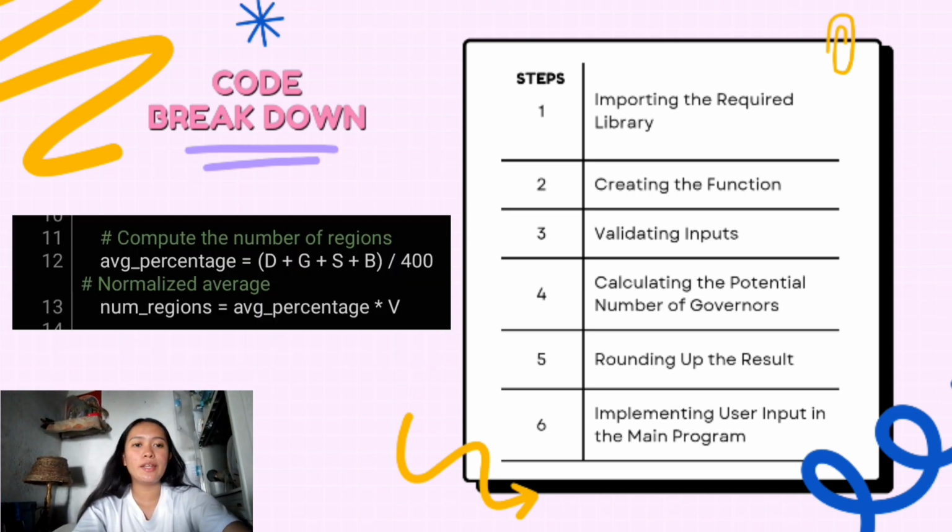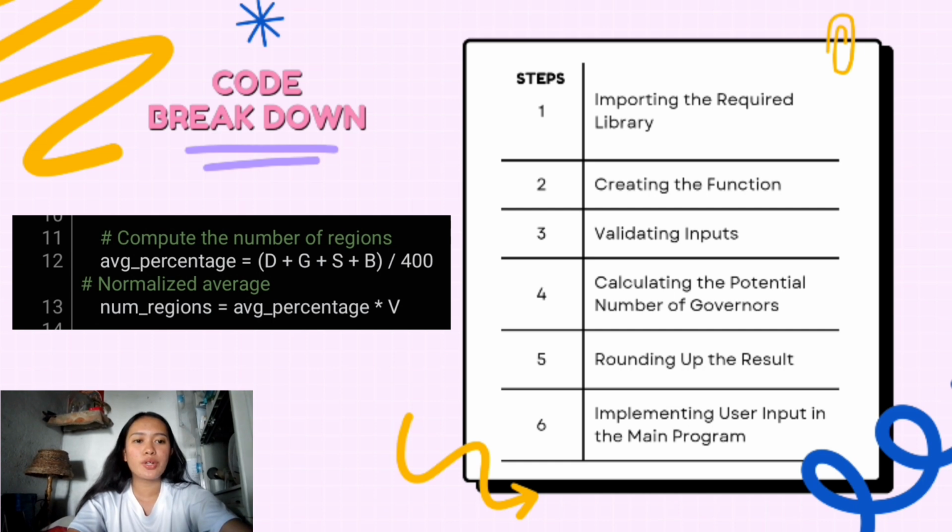Step 4. Calculating the potential number of governors. The program calculates the average percentage of the governance-related factors. Since D plus G plus S plus B gives a total score of 400, dividing by 400 normalizes it to a value between 0 and 1. This normalized value is then multiplied by V, which is the governor value, estimating how many governors are needed based on the given conditions.